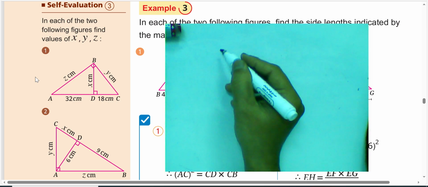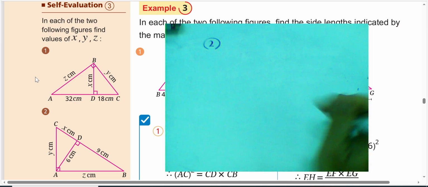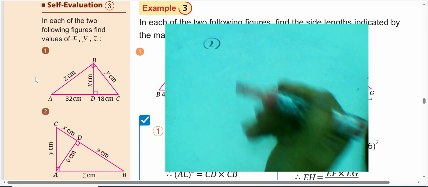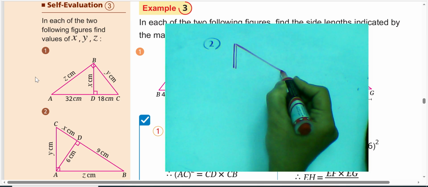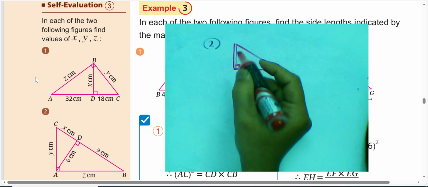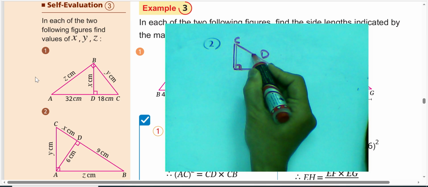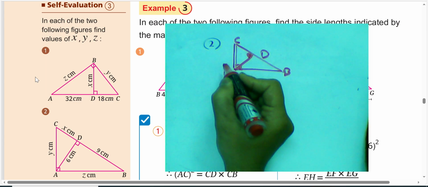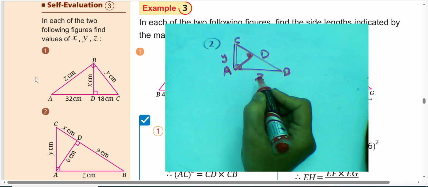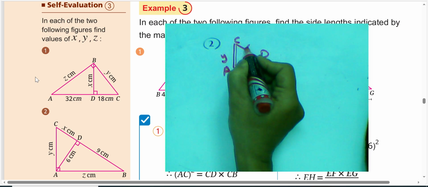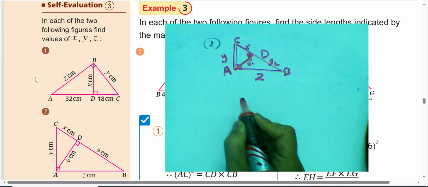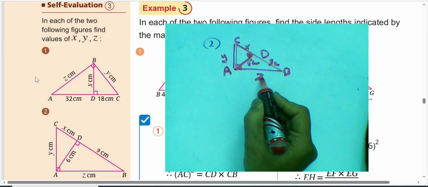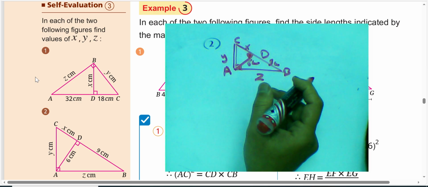Now I will solve exercise number 2. Look at number 2 here. We have a right angle triangle. Here we have C, D, and P, A, and here Y, and this Z and 6. We have X and 9. You can write the relation first. We have here 6 centimeter and Z. You can find Z from Pythagoras' theorem.